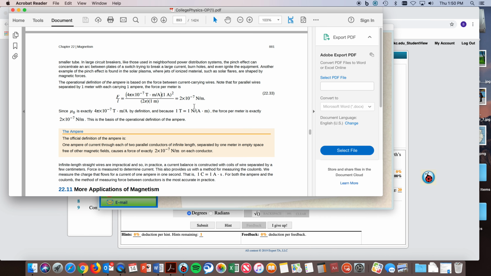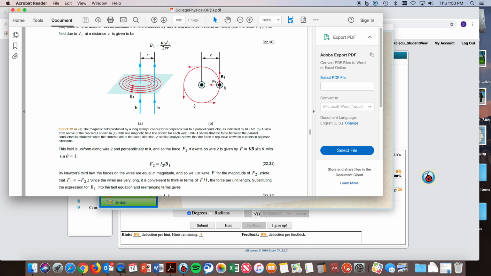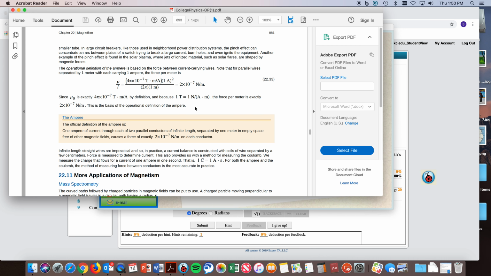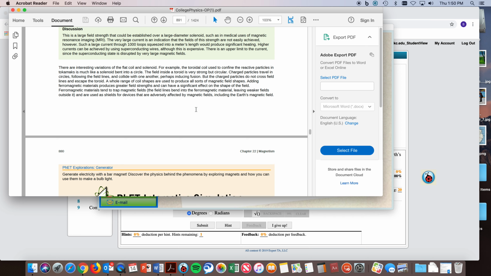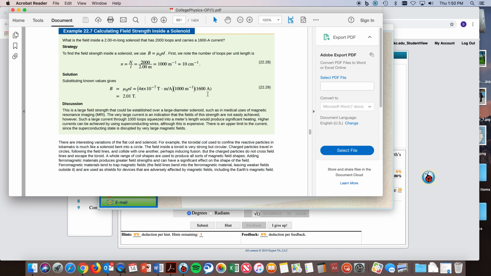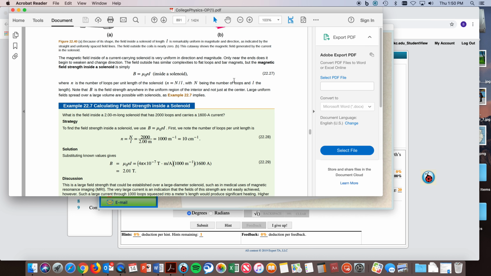Yeah, I'm right. Here it is, the definition of a solenoid. The field strength of a solenoid: mu naught times N I. Yep, I was right. That's inside a solenoid. Here's an example that's 2 meters long, has 2,000 loops, and carries 1,600 amp current. What's the magnetic field?